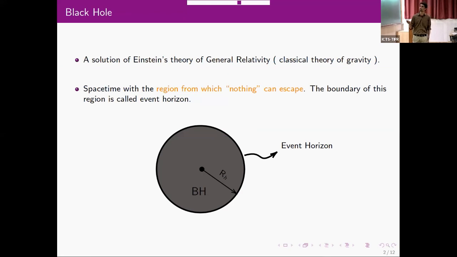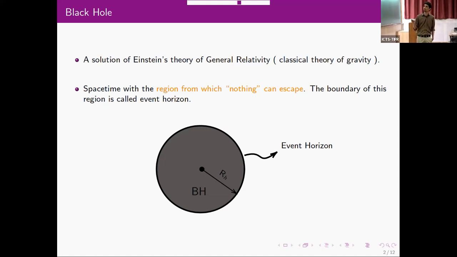The first one is the black hole, and the black hole is nothing but a solution of Einstein's theory of general relativity, which is a classical theory of relativity. More specifically, it corresponds to a space-time with a region from which nothing can escape, and the boundary of that region is called the event horizon. As explained in this diagram, this shaded region represents the black hole, and the boundary of this shaded region is the event horizon. From the origin to the event horizon, this is the horizon radius. So you can go as close as you want to the black hole, but once you enter it, you can't come back. That's what I mean by nothing can escape.